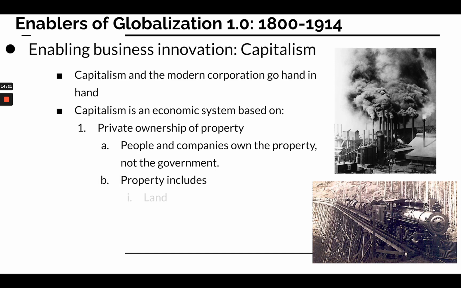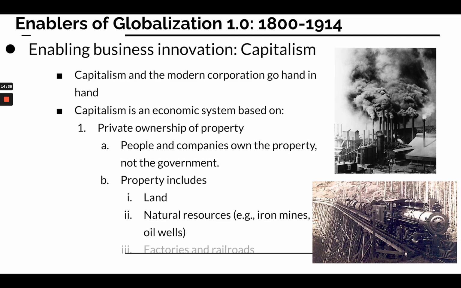Property here includes things that we might typically think of, like land, or a parcel of land, a home. But it also includes natural resources. So it might be iron mines, it could be oil wells, lots of things. It also can be, and certainly is, factories, so the things that are built on land. And railroads, including not just the rails, but the locomotives that operate on those rails.